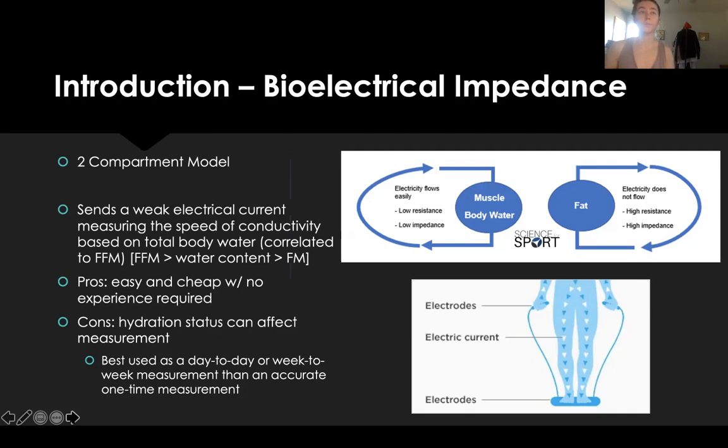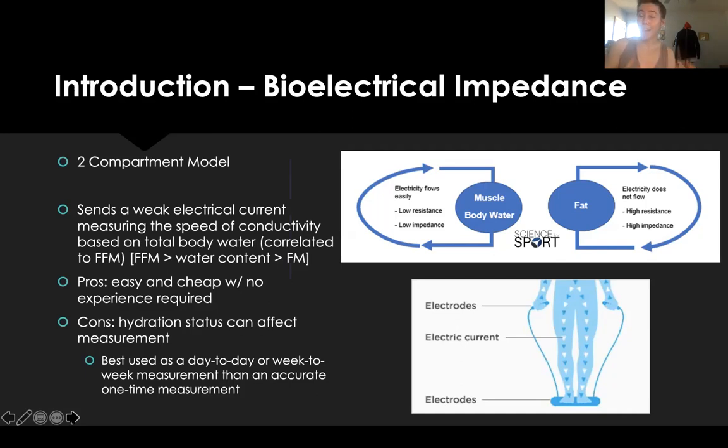So first thing you do when you wake up, after you take your morning number 2 and pee or whatever, you'll get on the scale, you'll measure your body fat percentage, you'll measure your weight, and then you'll do that in the same way every single morning. That's a good way to use this machine.